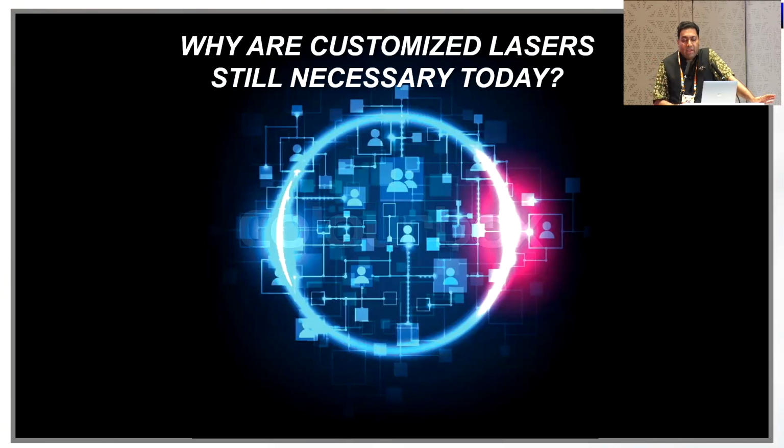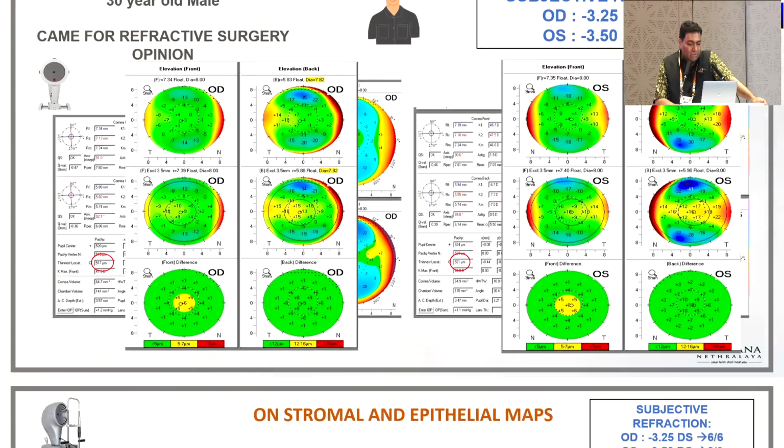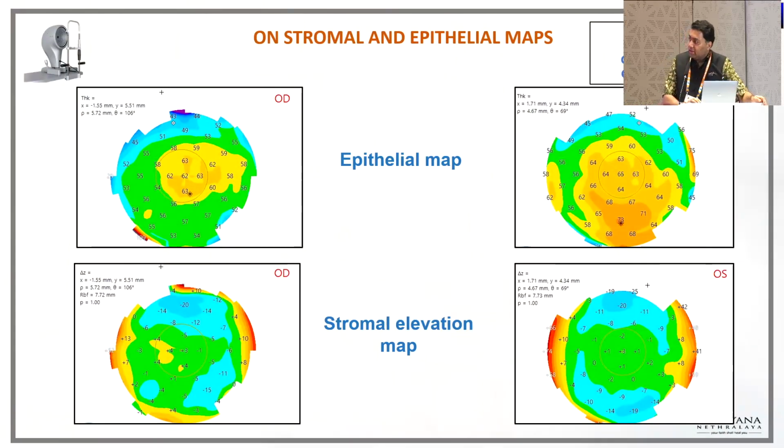It will never take the customization off, because at this point of time, I don't foresee in the near future. Also, the lasers are the only ones that can create that customization, which we see with the best of procedures. For example, if you look at this person with the 3.5 diopters refraction, the cornea looks okay. Look at the epithelial maps out here.